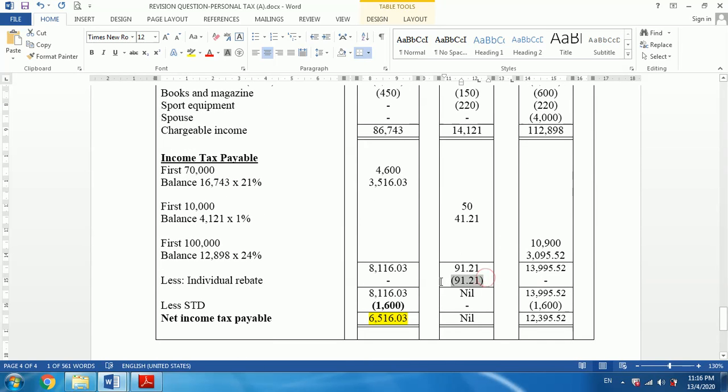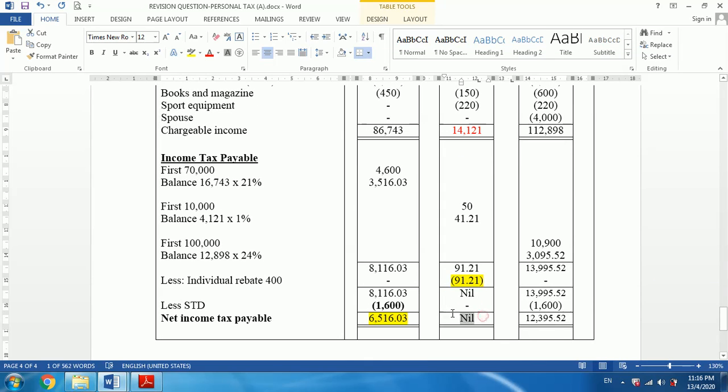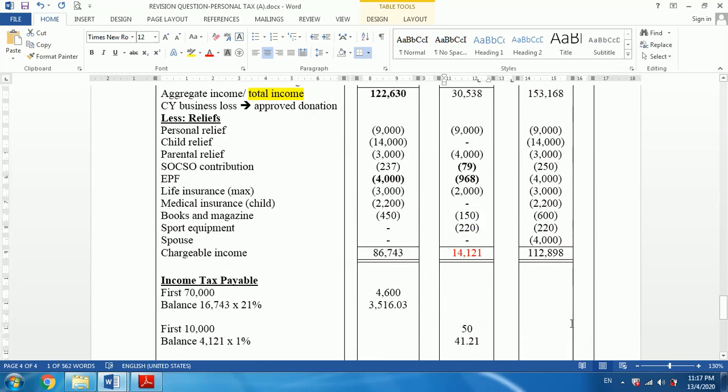After you calculate your first and balance, you notice that in my answers I have a rebate here. Why? She is a Malaysian resident and her chargeable income is below 35,000, so she fulfilled the terms and conditions. The individual rebate should be 400, but limited to whatever first and balance you have, so I can only put in 19 ringgit and 21 cents. She does not have any tax payable, so she does not need to pay tax at all. Okay, so this part we have done on the computations for Natalie.